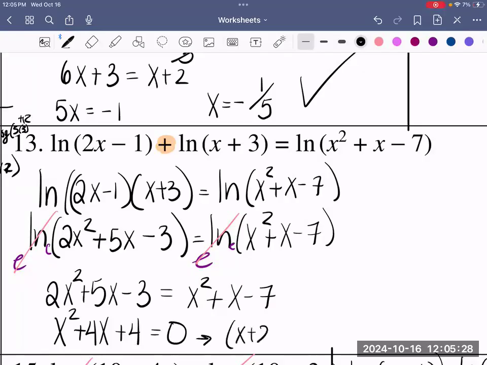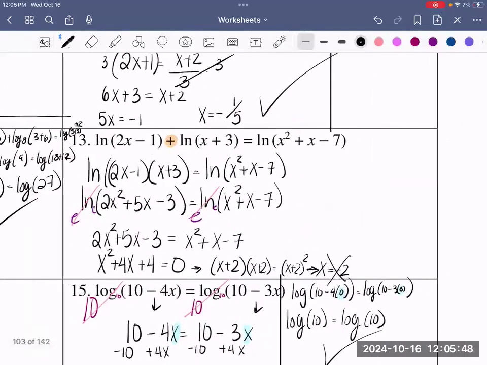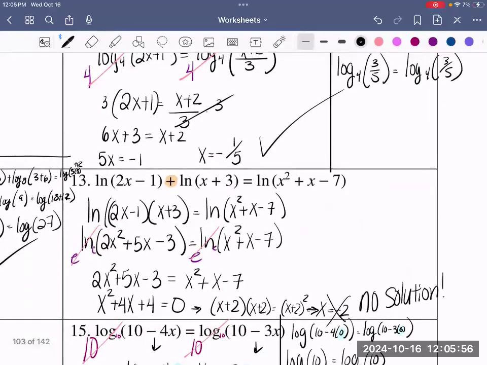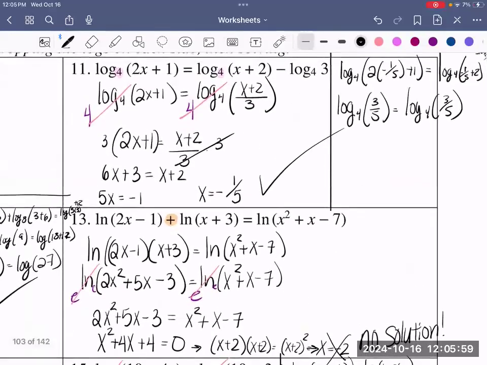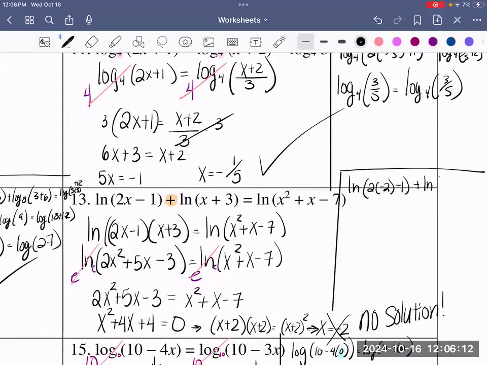So we get x plus 2 and x plus 2, so x plus 2 squared. So this is where x is now equal to -2. Again, we don't use negative responses, so we have no solution. And we could see that by checking your solutions as well. You'll just notice that when we put in -2, we will not get the same thing on either side.